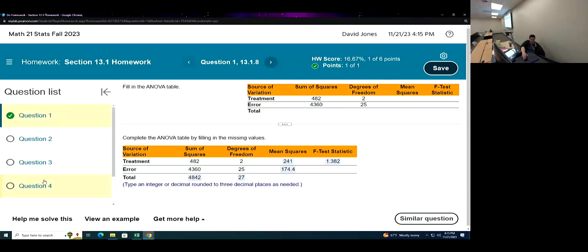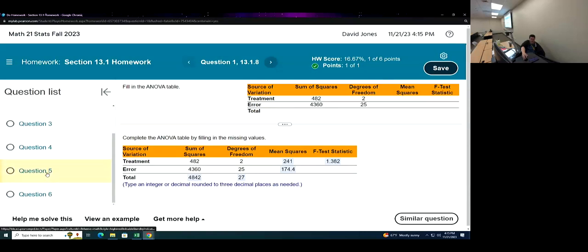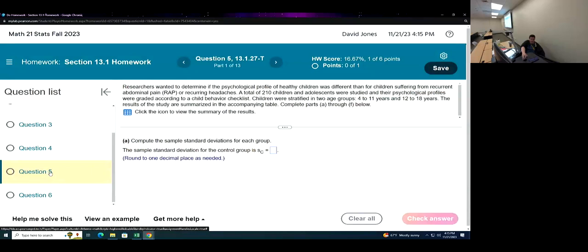2, 3, and 4 are all examples of using ANOVA. And when we got time, we'll get back to it. I want to circle to number 5.